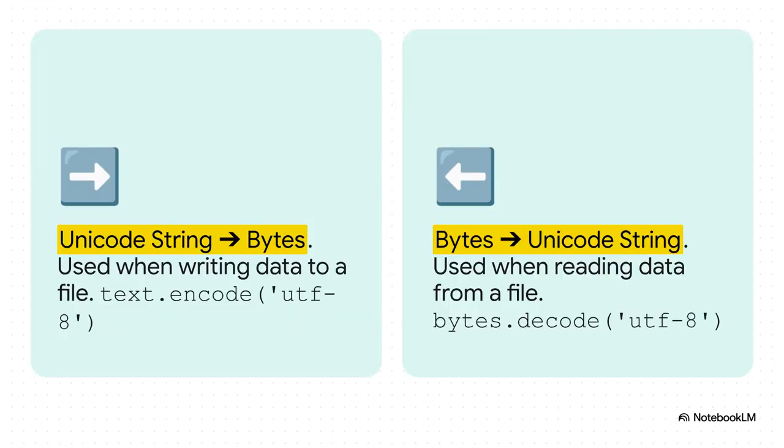Let's just hammer this home because it's super important. Encoding takes your nice, readable string and turns it into bytes. You do this when you write to a file. In Python, that's the .encode method. Decoding takes bytes, maybe from a file or an API call, and turns them back into a string you can work with, and that's the .decode method. They are perfect opposites. Getting this distinction right is probably the single most important part of handling text correctly.